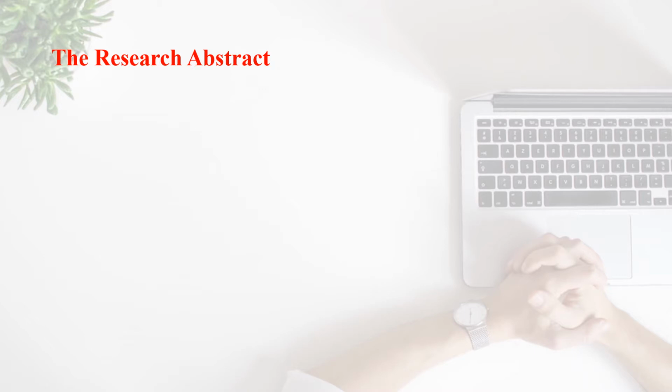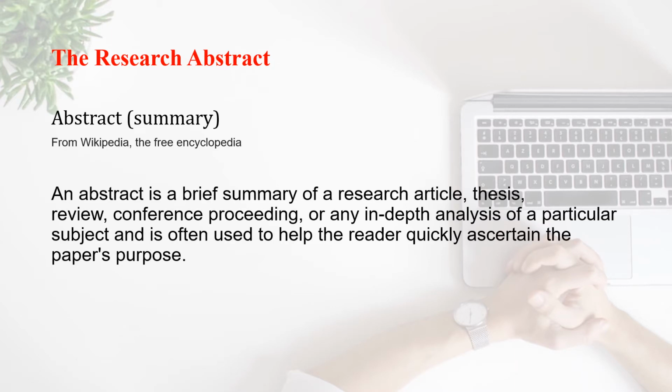To reinforce our earlier discussion regarding the writing of the abstract, according to Wikipedia, an abstract is a brief summary of a research article, thesis, review, conference proceeding, or any in-depth analysis of a particular subject, and is often used to help the reader quickly ascertain the paper's purpose. So the abstract also functions as the summary of a specific research being investigated by a research writer. The purpose of your abstract is to provide an overview, an outline needed by the writer in order to ascertain if your research would be able to help the present research being conducted by the writer.